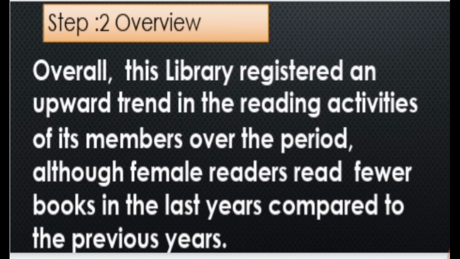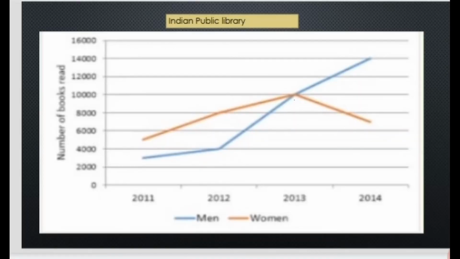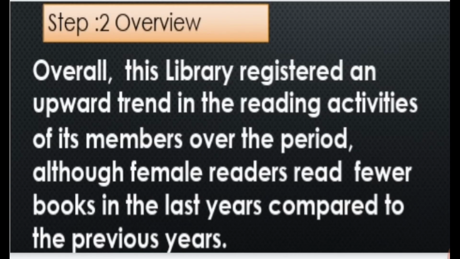The second point is the overview. Here we have to give the general description. Overall, this library, which library? The Indian Public Library registered an upward trend in the reading activities of its members over the period, both men and women. The female readers read fewer books in the last year compared to the previous years. So overall they are giving us an overview of this paragraph.